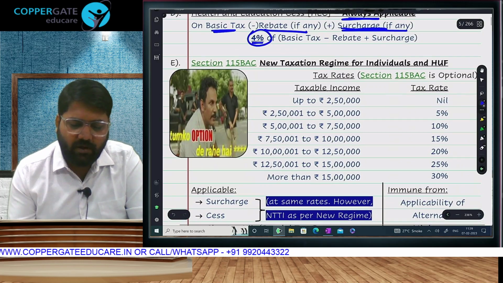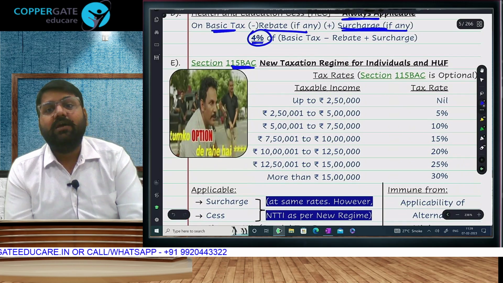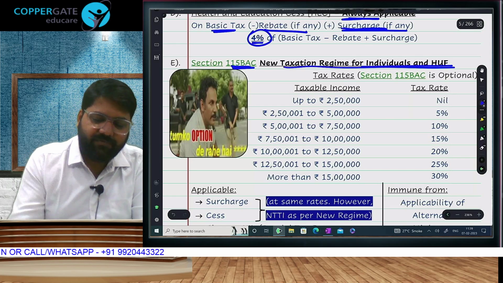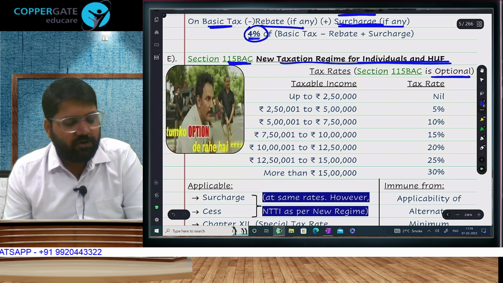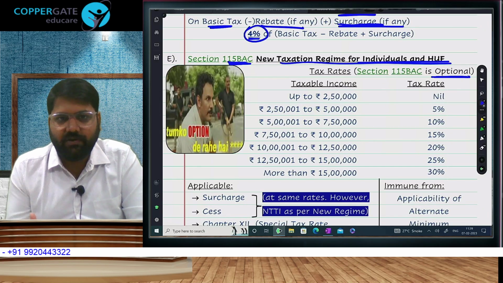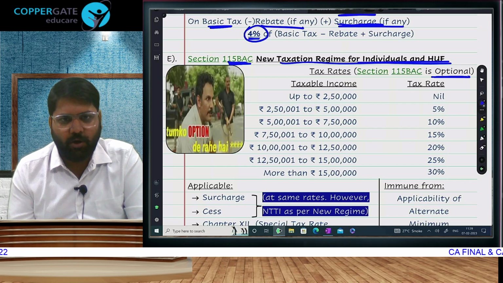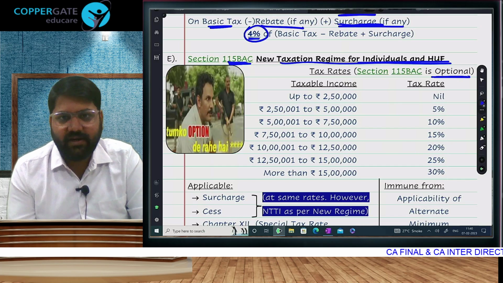Now, if we talk about the new tax regime under section 115BAC, which falls in Chapter 12, special rates. A new tax regime is prescribed for individuals and HUF, which is optional. Of late, a lot of people are talking about the popularity of the new tax regime, but still it is optional. It is not compulsory. The assessee always has the option of going in the old tax regime. But how will your rates change?